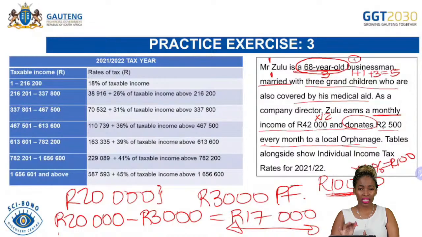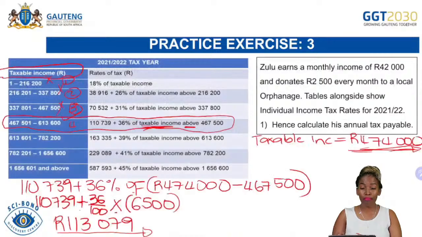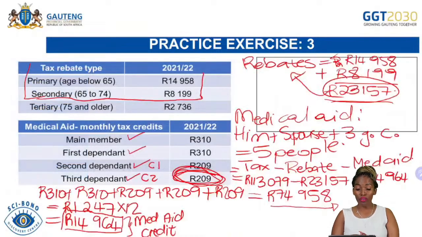So make sure that you practice this, you expose yourself, so that when you come across the section of income tax in the exam, you are not wondering and even more confused.